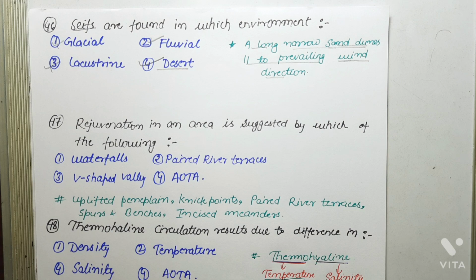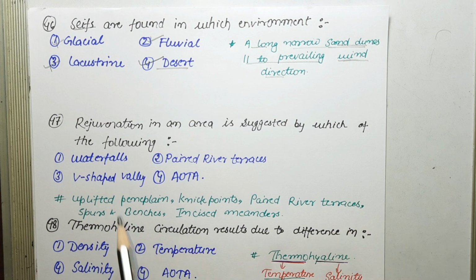Now instead of carrying on its depositional work, it starts eroding vigorously. Why? Because its course is uplifted now. So now it acquires many diagnostic features of the youth stage of a stream. Now this is known as rejuvenation, and the features which indicate rejuvenation are uplifted peneplain, knick points, paired river terraces, spurs and benches, and incised meanders.